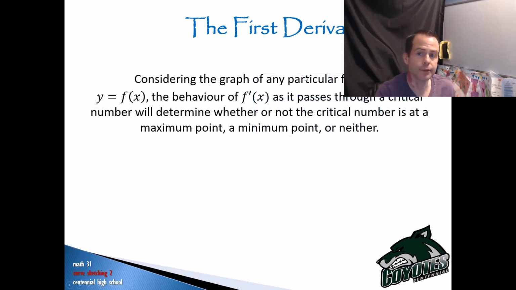So considering the graph of any particular function y equals f of x, the behavior of the derivative of f of x as it passes through that critical number will determine whether or not the critical number is at a maximum point, at a minimum point, or neither. Okay, and so we're just going to give an algebraic definition for each one of those. You have this gray box in your workbook that you're going to fill in with me, but I've also created a picture for each scenario just to help you visualize what's happening, okay?